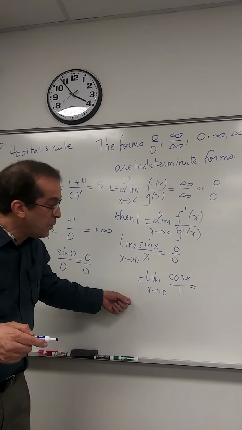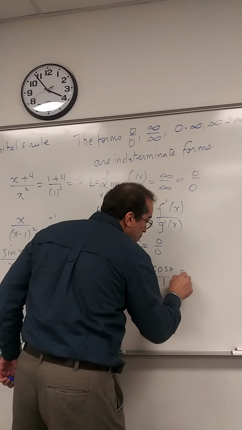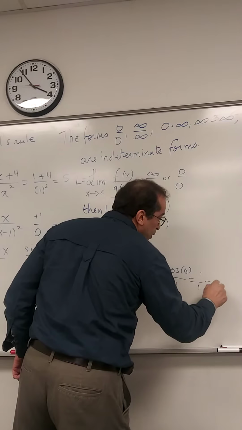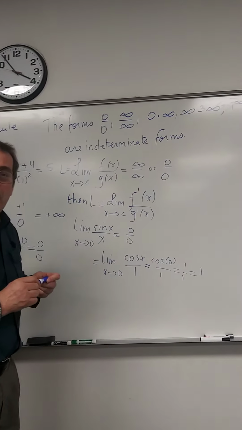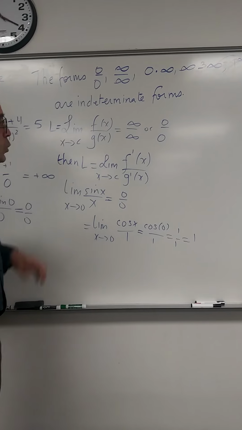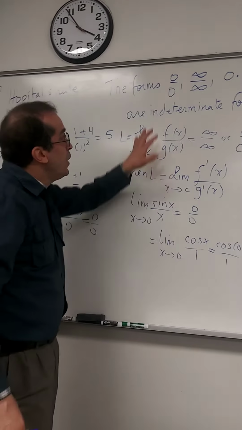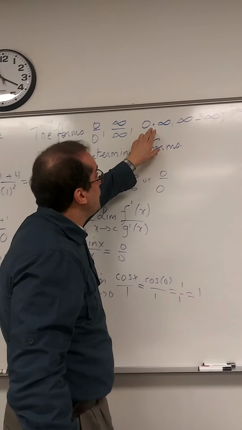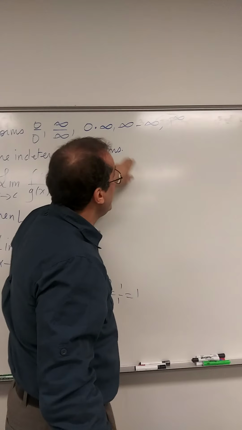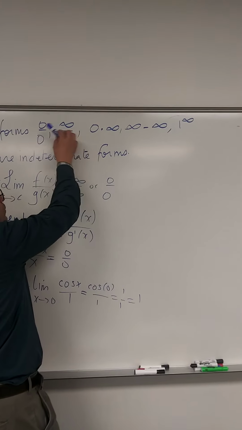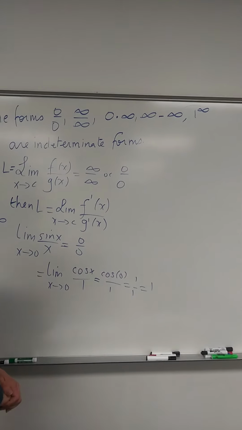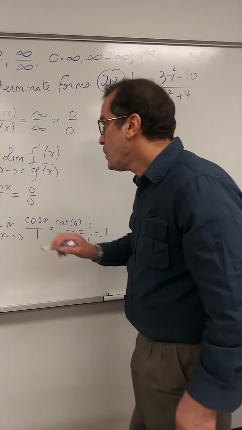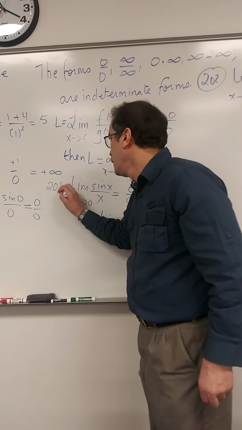When x tends to 0, we get cosine of 0 over 1. This is 1 over 1, so the limit is equal to 1. We were able to determine it. That's what L'Hopital's rule states. If you end up with these two forms, you can use L'Hopital's rule. If you end up with one of the other forms, you can rearrange it and turn it into one of these forms, so you can still use L'Hopital's rule. Let's call this example 201.